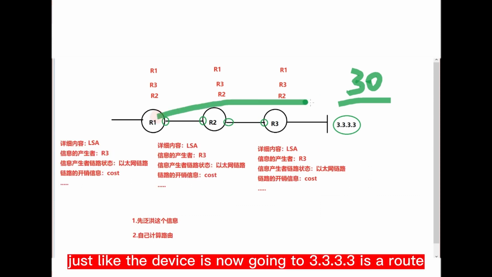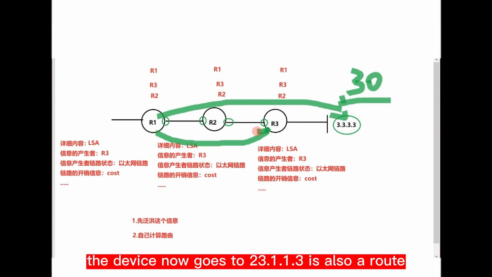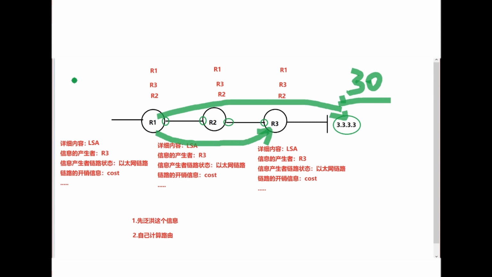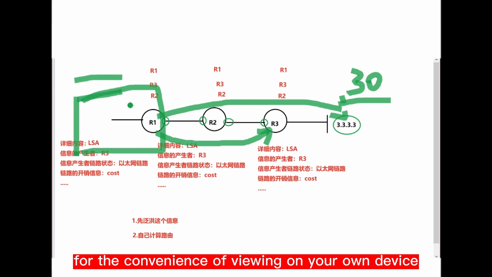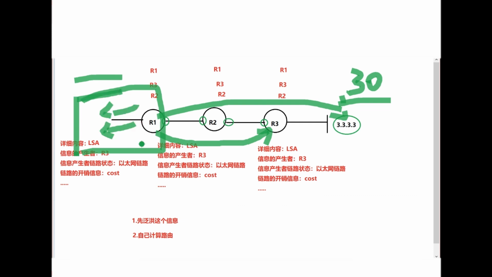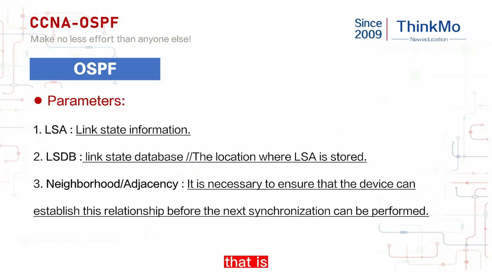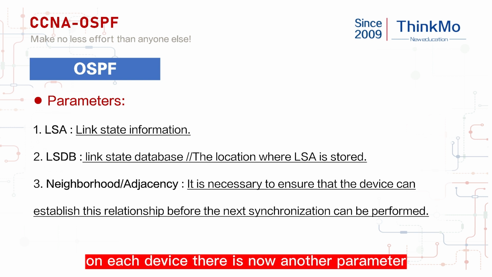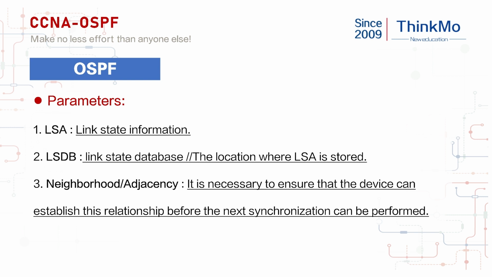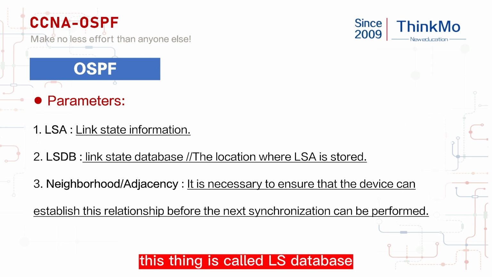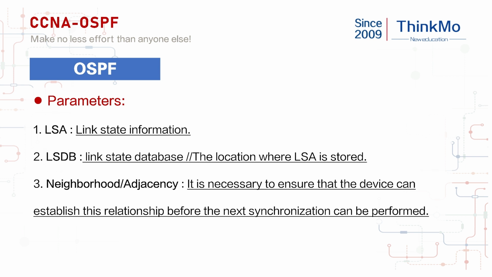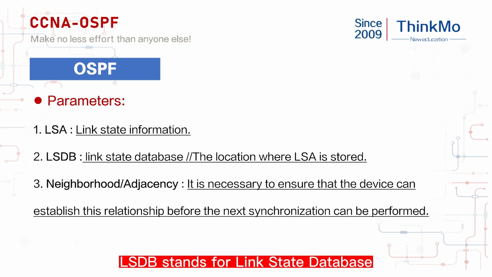Just like the device going to 3.3.3.3 is a route. The device going to 23.1.1.3 is also a route. These routes need to build a table, for the convenience of viewing on your own device, whether calculating or viewing. You must sum it up and summarize to a database. That is, on each device there is now another parameter. It is also critical. This thing is called the LS database. We call it LSDB. This DB is the database. LSDB stands for Link State Database.